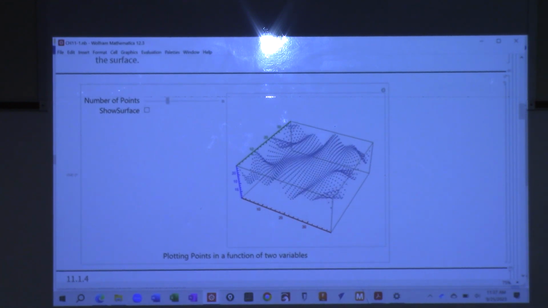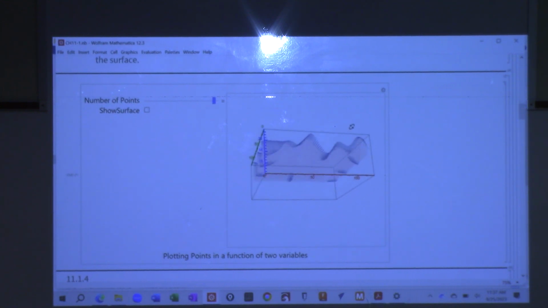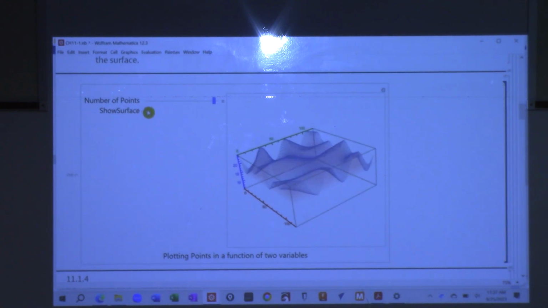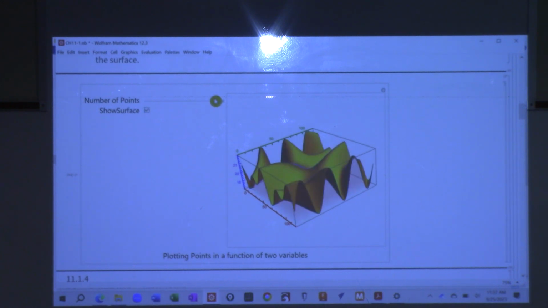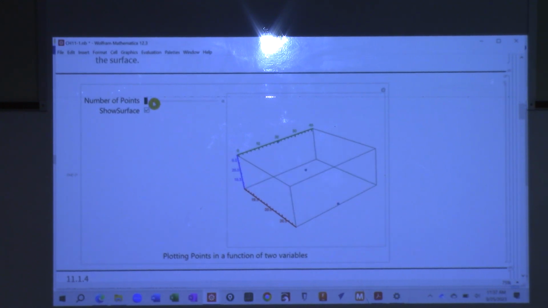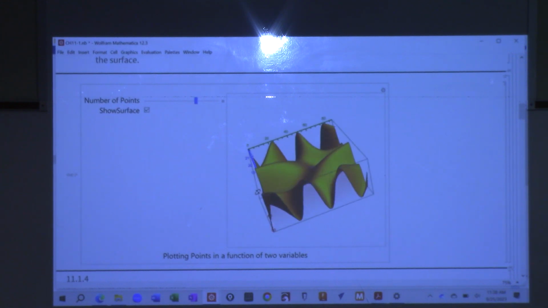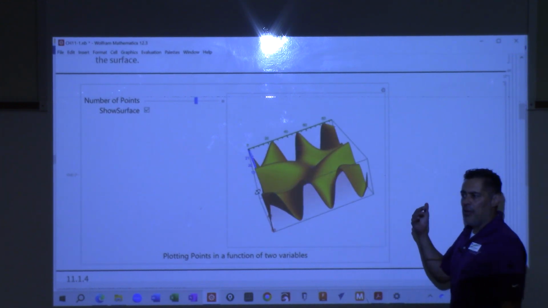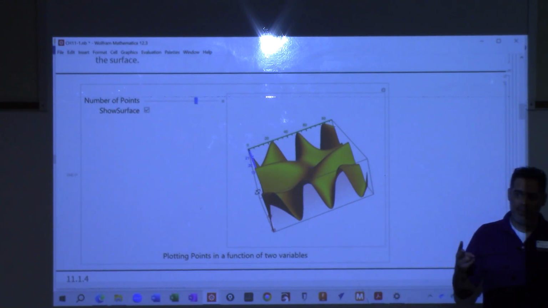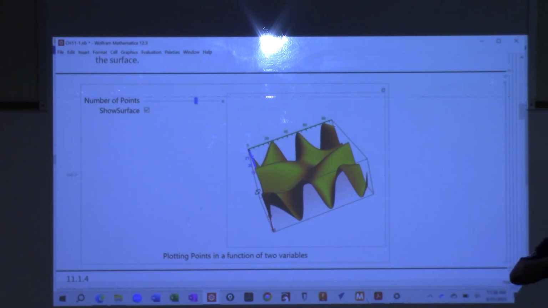Eventually, if you do enough of them, you start to get what? What is this? A surface, right? If you do enough points, I have to have more points in there. Okay, so if you do enough points, you start to create a surface. So a function of two variables, when you sketch the graph in three-dimensional space, is going to be a surface. That is much different than Cal 1, right?